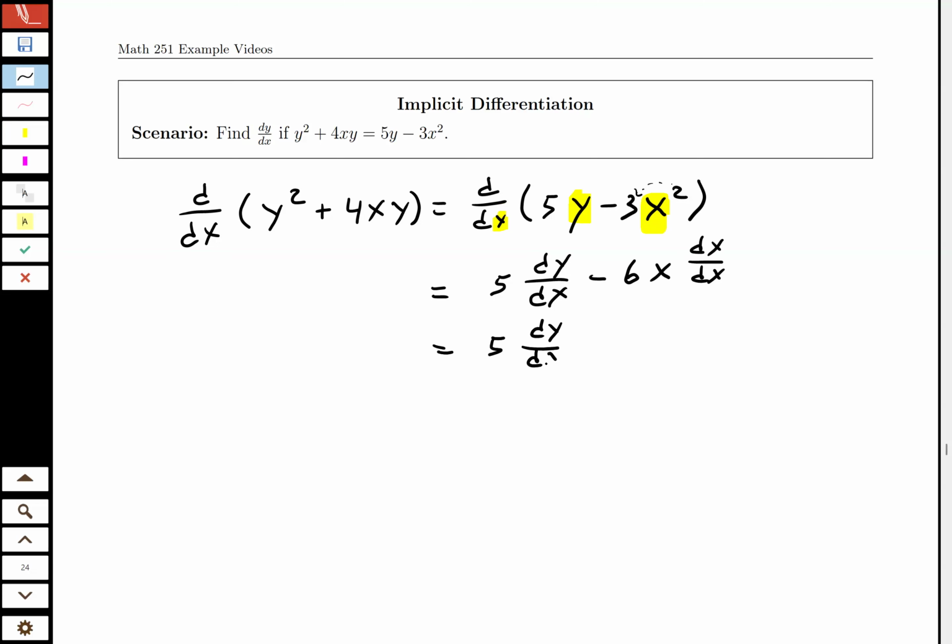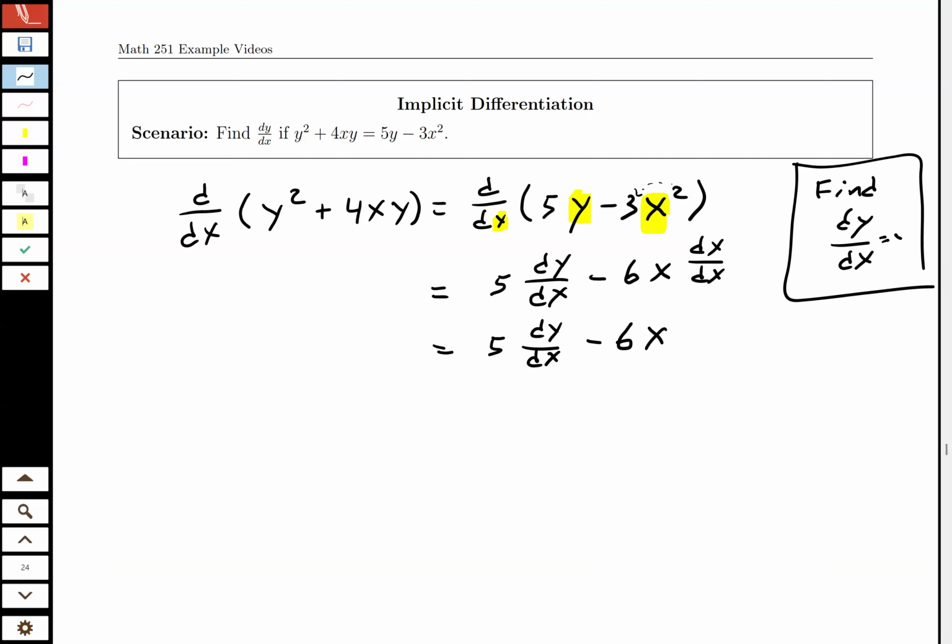dx/dx is really just 1, so I have 5 times dy/dx. That's the thing that I'm trying to solve for. I'm trying to find the change in my y values with respect to the change in my x values. I'm trying to find rise over run, or y prime. And I see it already there.